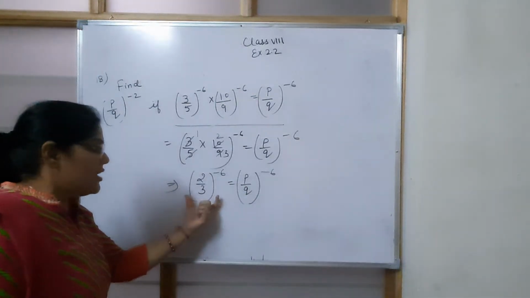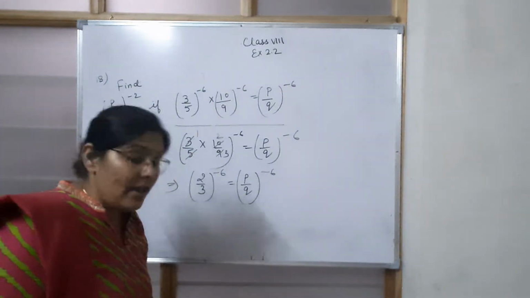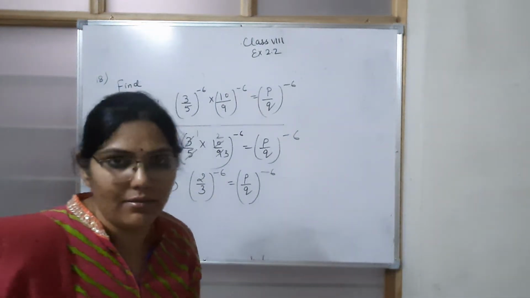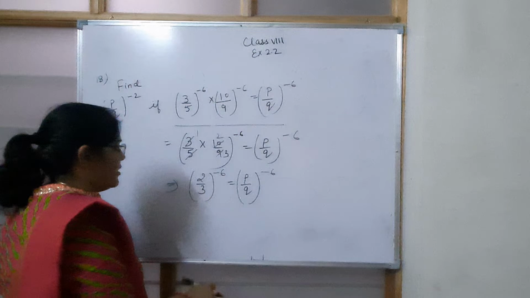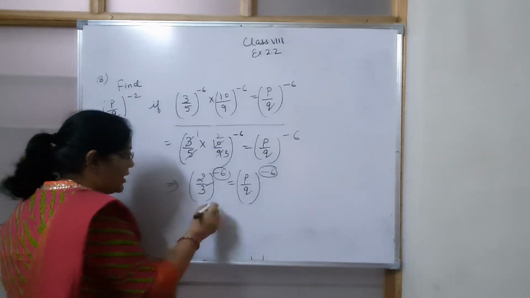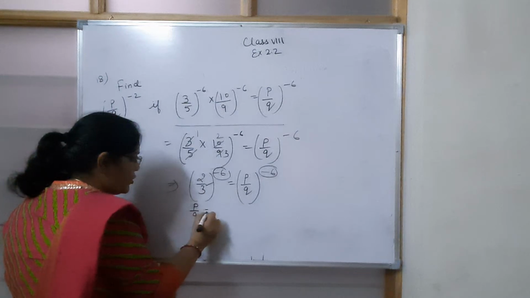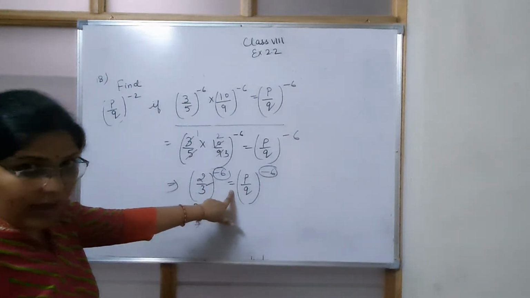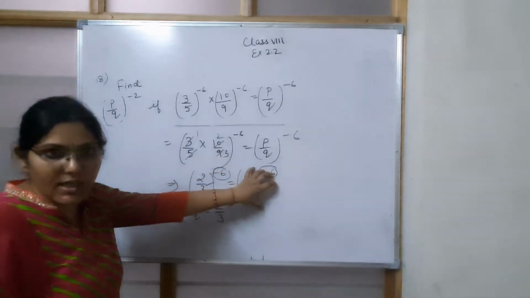It means the number we are getting on the left-hand side and the number we will be getting on the right-hand side will be equal. That's why this equal sign is there. Powers are also equal, so bases will also be equal. So P upon Q is equal to what? 2 upon 3. Okay, equal to sign means this is equal to this one.